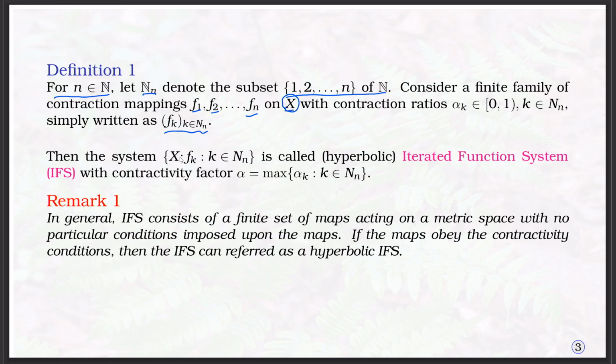Then the system X together with this finite number of contractions is called the hyperbolic iterated function system with contraction ratio factor alpha, which is the maximum among all these alpha k. Here IFS is simply referred to as a finite set of continuous mappings, we can call it the iterated function system, whereas here we are imposing the contraction condition, therefore it is called the hyperbolic iterated function system.